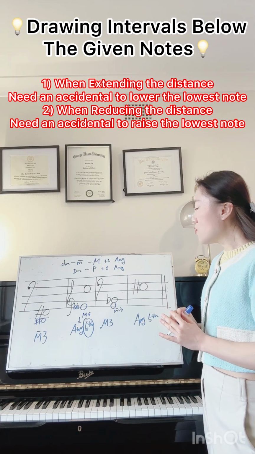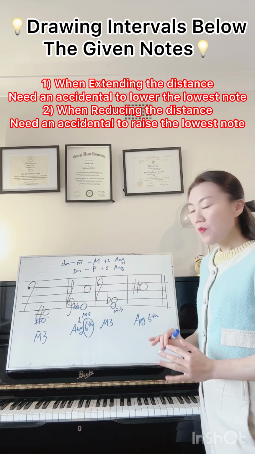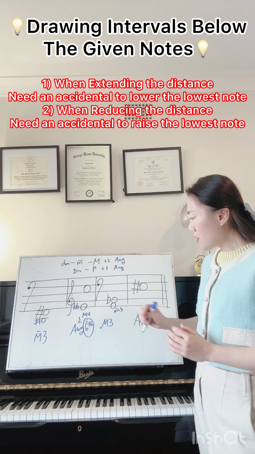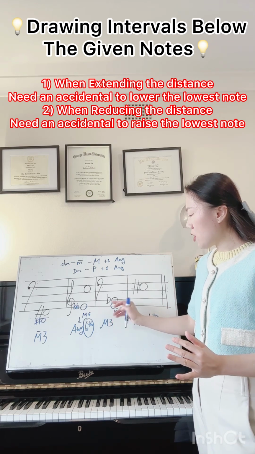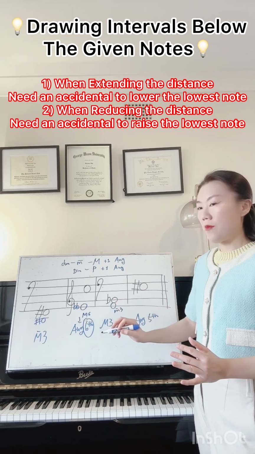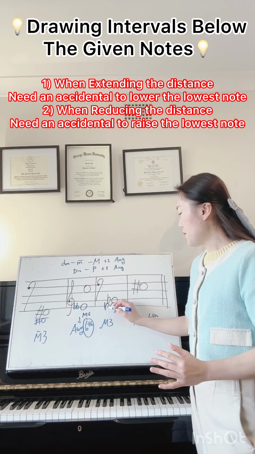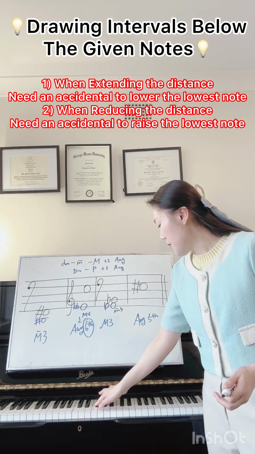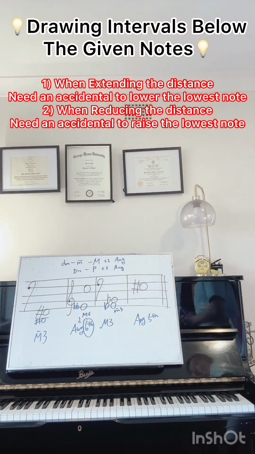Do you have to reduce the distance? We have to extend the distance by semitone. So in order to extend the distance by semitone, do we need a flat or sharp? We need a flat. All right, yeah. So G to B flat. All right, so that's how it is. Okay, that's how it works. It depends on whether you're extending the distance or reducing the distance.